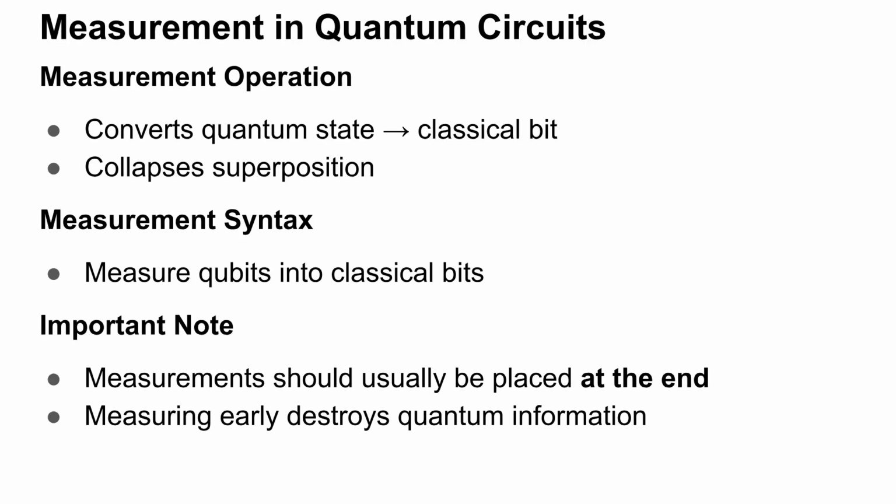Measurement converts the quantum state into a classical bit, collapsing the superposition. The syntax measures qubits into classical bits. Measurements should generally be placed at the end to avoid destroying quantum information early.